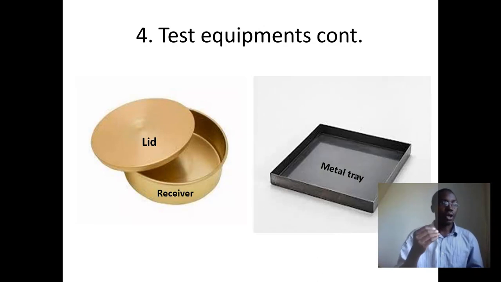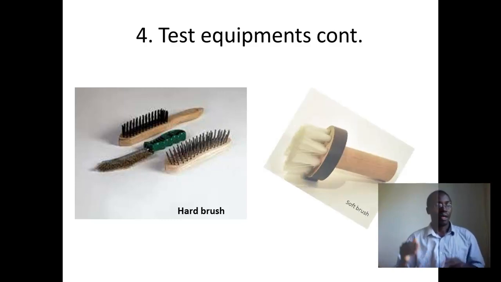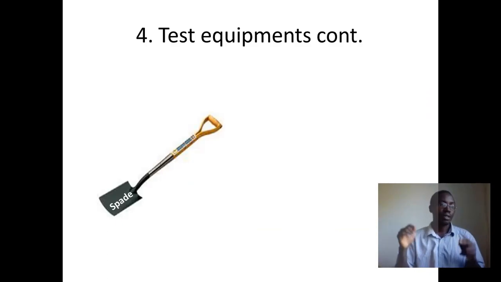The metal tray is where sand particles are placed while transferring them from one point to another. The hard brush is used to clean sieves that have holes or apertures larger than 1 millimeter. The soft brush is used to clean sieves that have holes or apertures smaller than 1 millimeter. The spade is used to pick large quantities of sand samples.